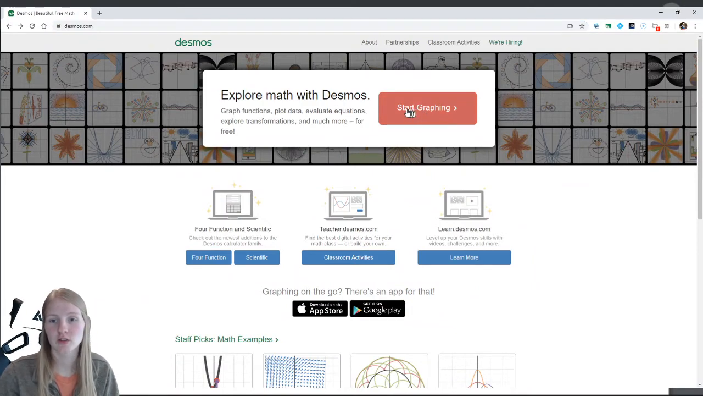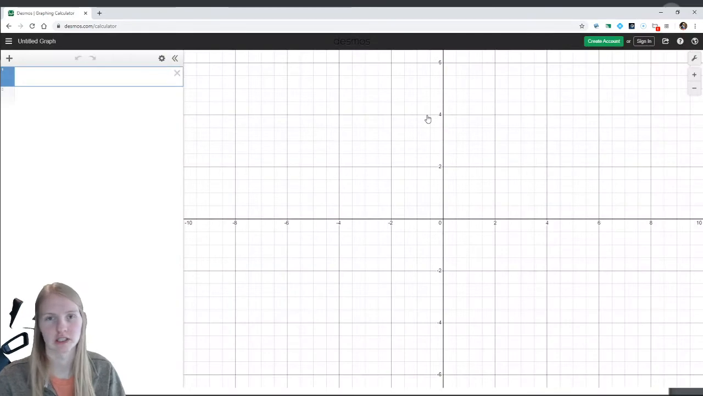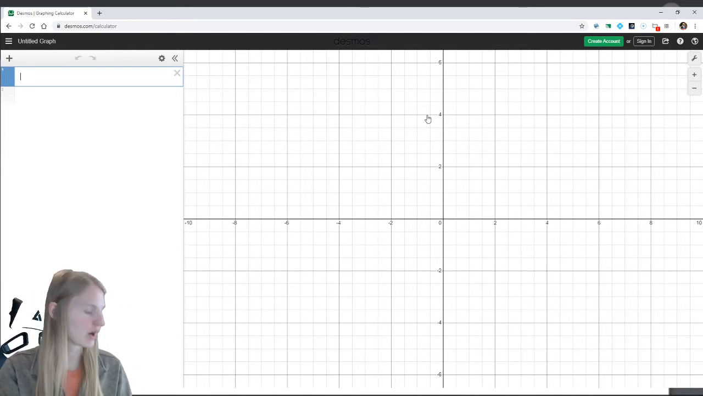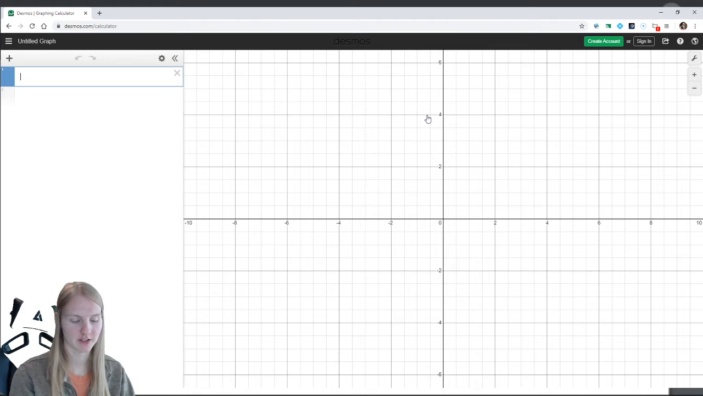If you click this button where it says Start Graphing, it's going to take you to an online graphing calculator. Now, normally we don't use graphing calculators in Algebra 1. Advanced Algebra is another story. But we're going to do it this time because we're running out of time.